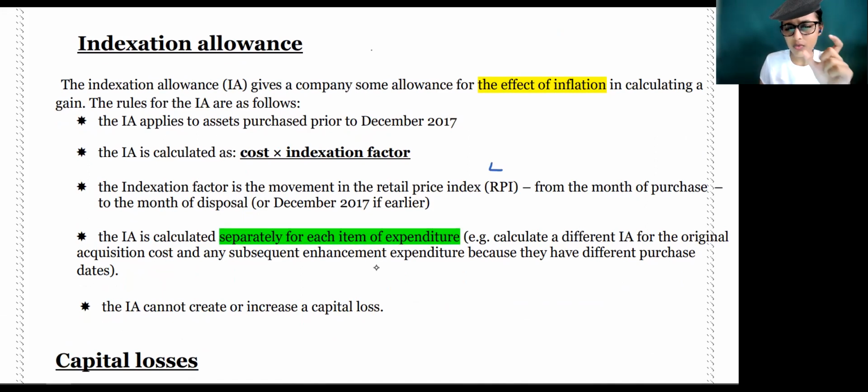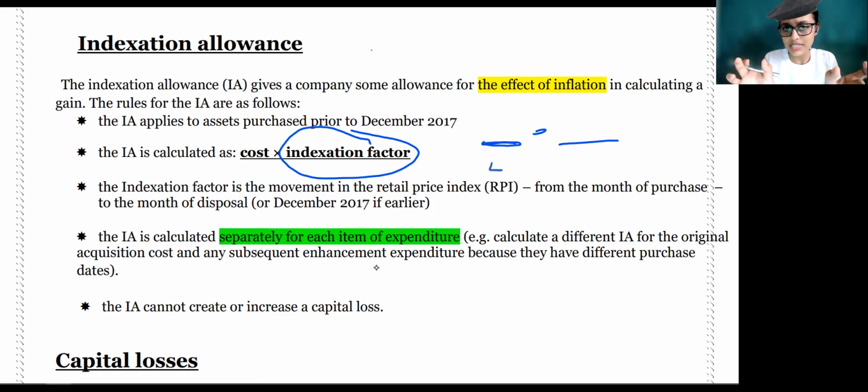In the question, they'll give you the IF. How do you choose IF? Whatever cost you're having, from that date till the proceeds date, you have to take a look. But we cannot inflate something beyond December 2017. So it should be from the cost date till the proceeds date or December 2017, whichever is earlier. That's how you calculate your IA.